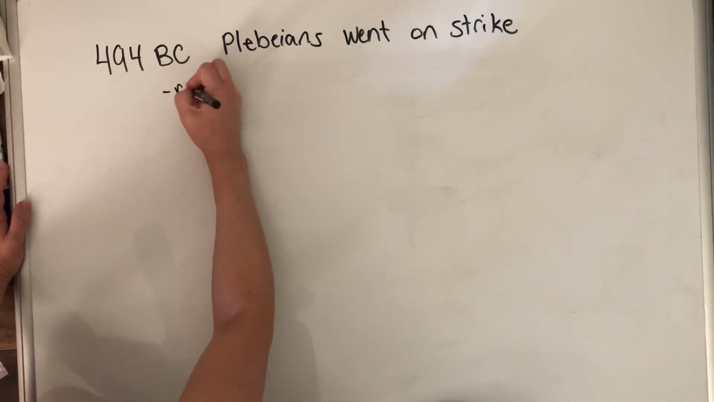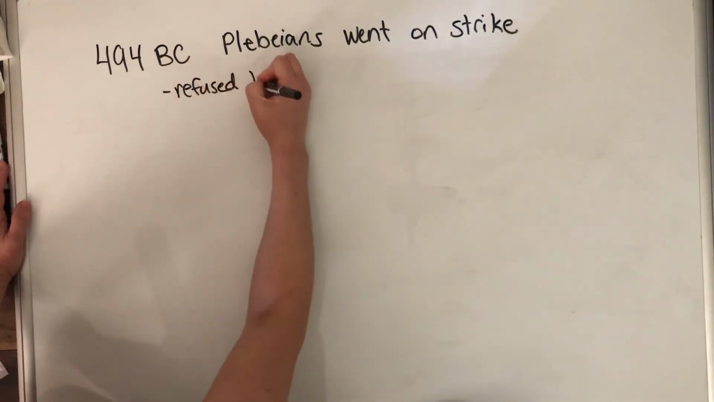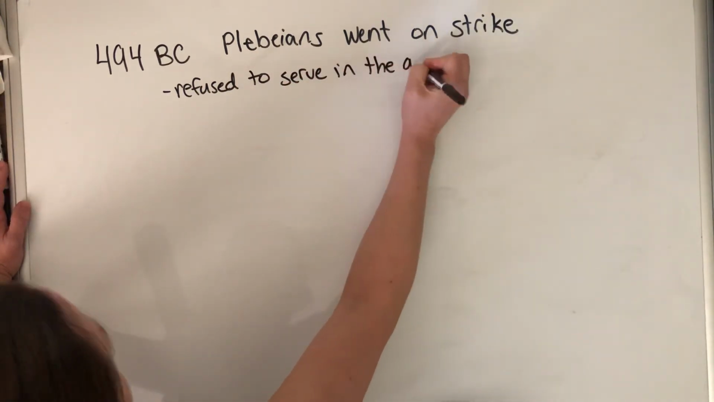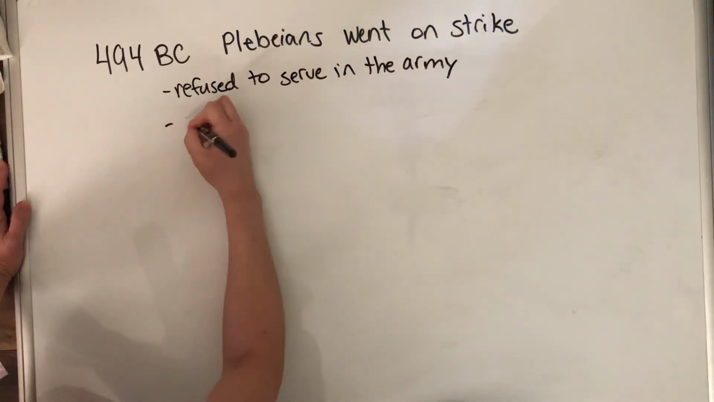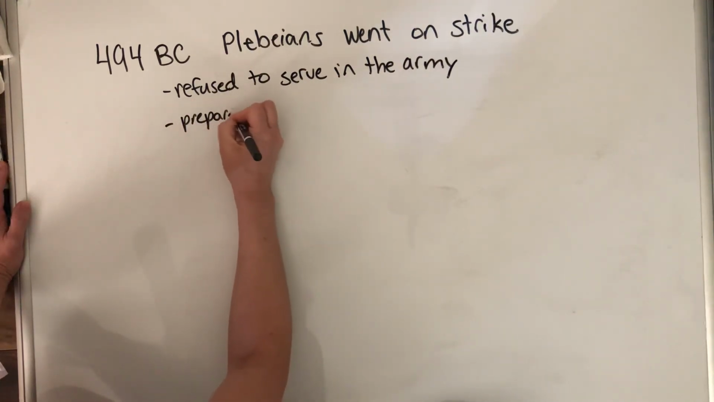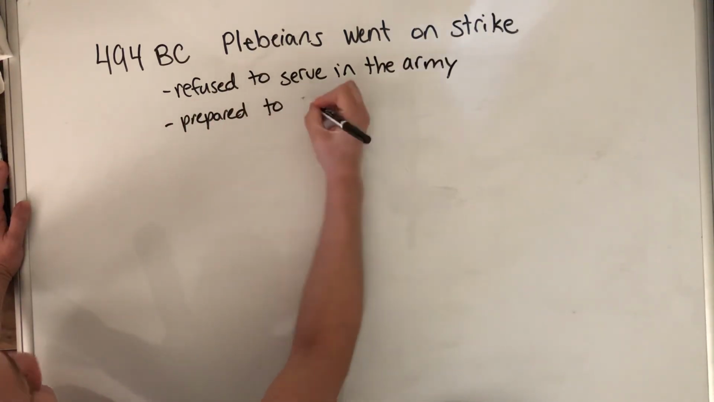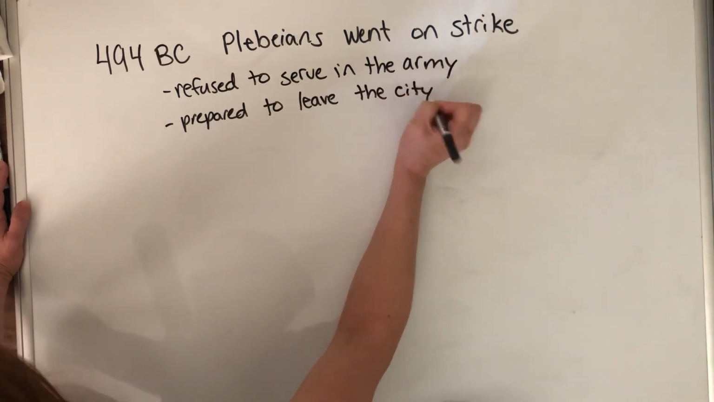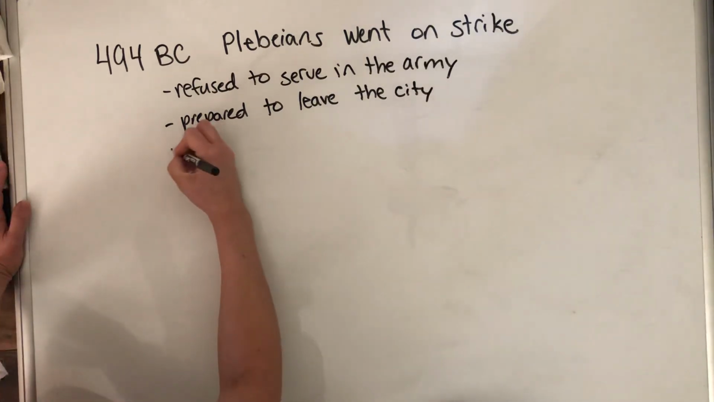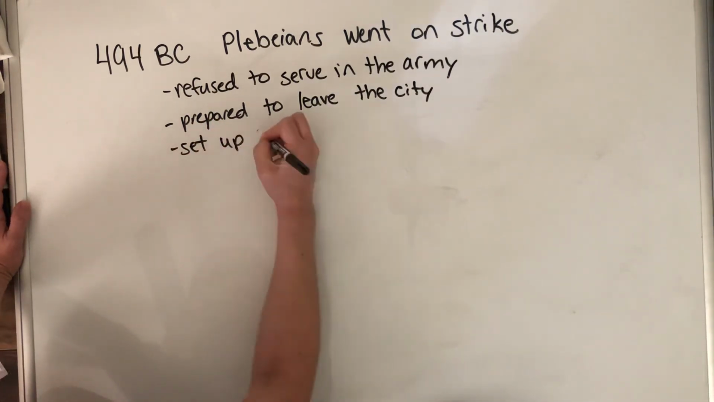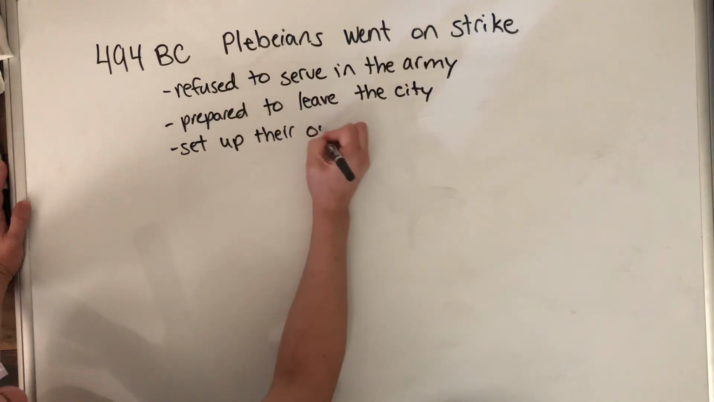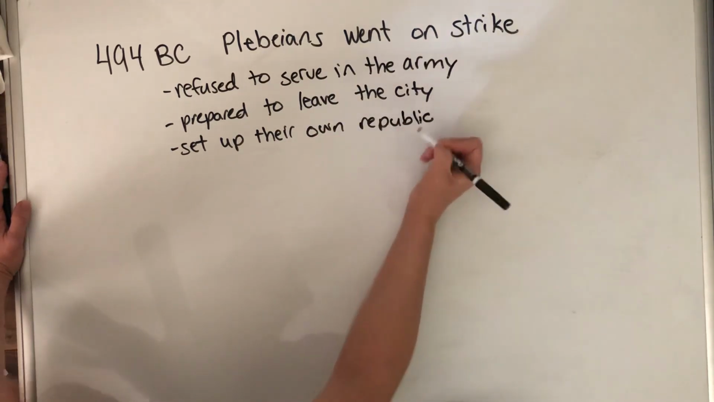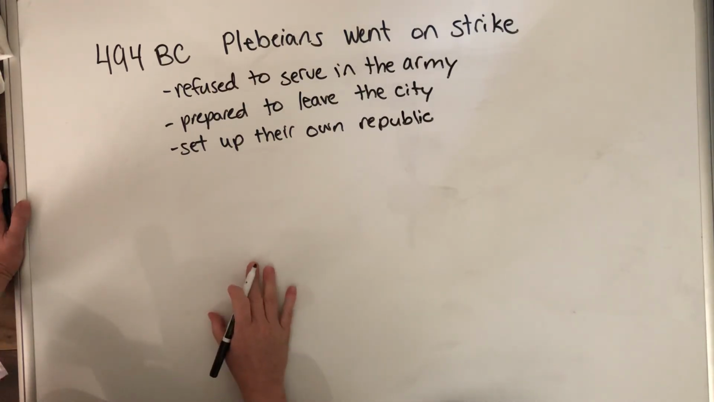They also refused to serve in the army. And they prepared to leave the city. And when they left the city, they were going to set up their own republic. So they had a plan. They were leaving. They were tired of this.